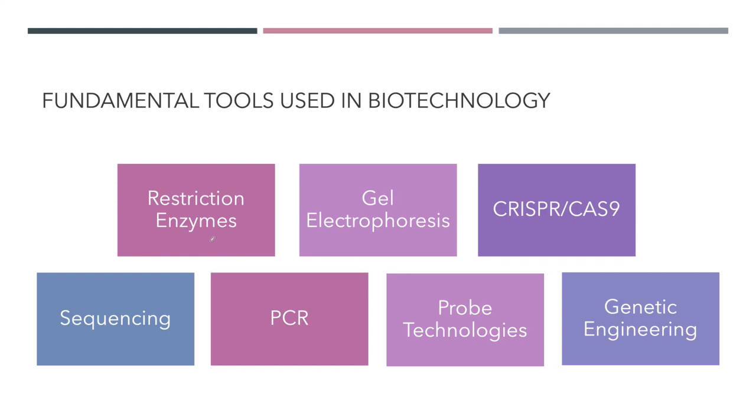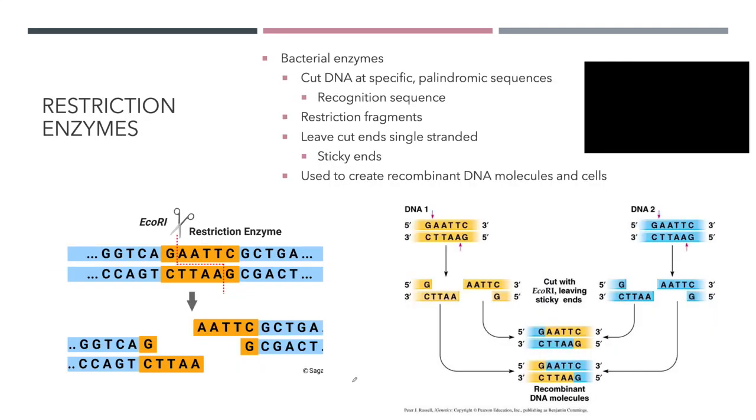So the first are restriction enzymes. We'll look at gel electrophoresis, and a very new technology just in maybe the past 5 to 10 years, which is the CRISPR-Cas9. This really has some amazing promises in the future. This CRISPR system is really exciting. We have sequencing, PCR, which is known as polymerase chain reaction, probe technologies, and genetic engineering. So restriction enzymes, we're going to start with.